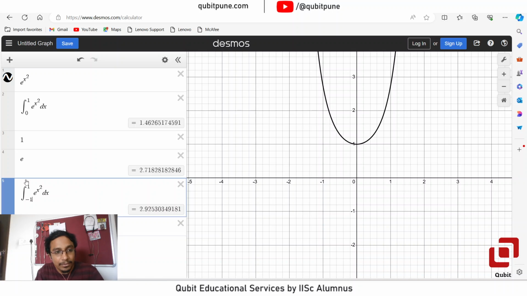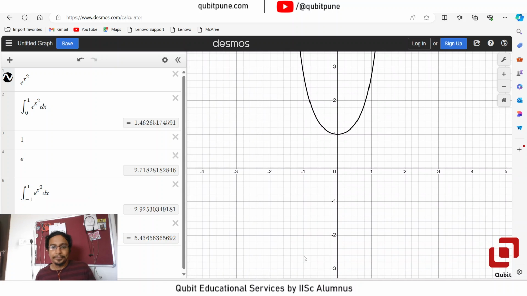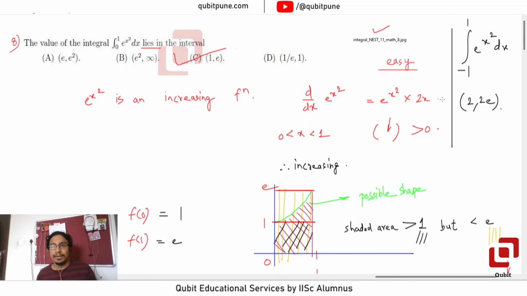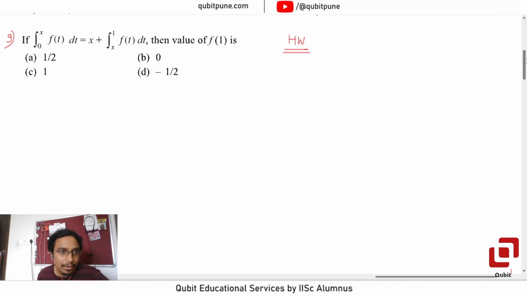It's 2.92, greater than 2, 2e is 5.43, so less than that. Okay, got it? That's how this problem is meant to be solved. Any doubt here? No, sir. Okay, question 9.